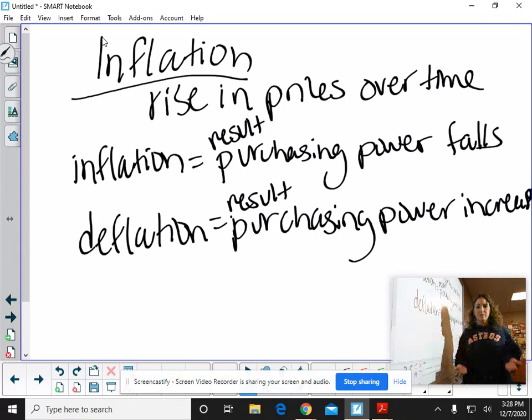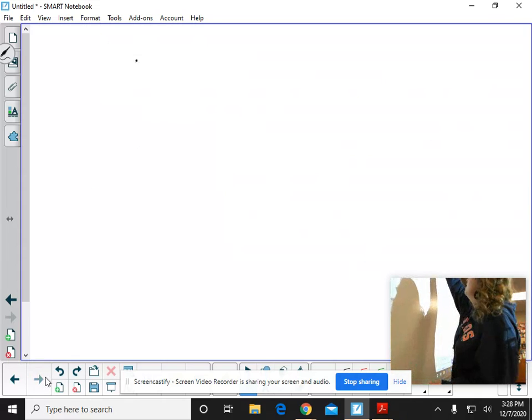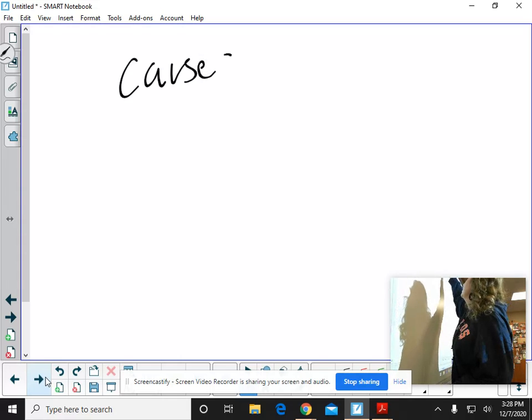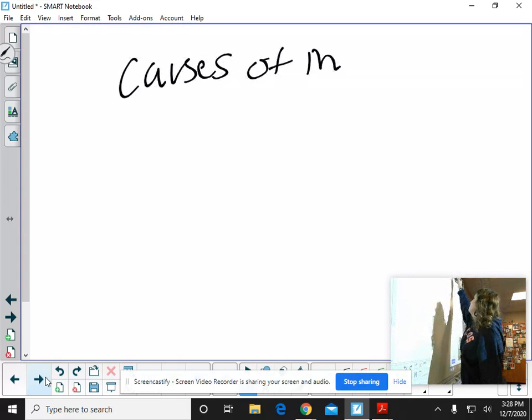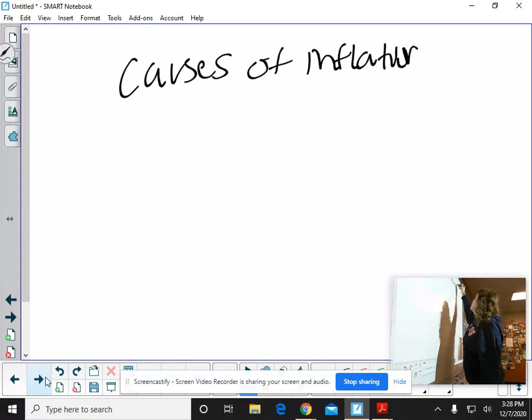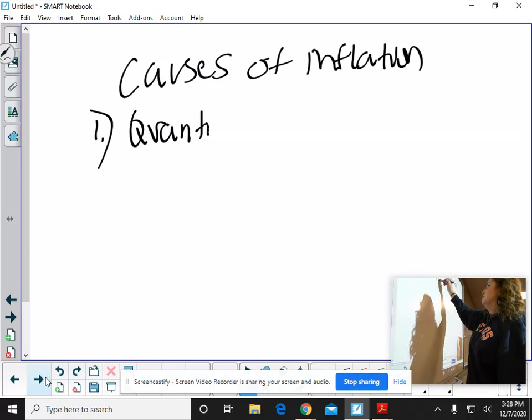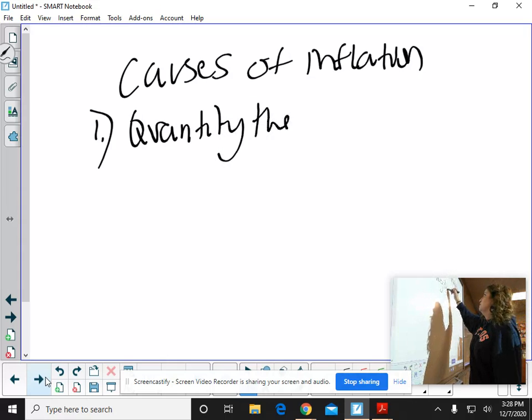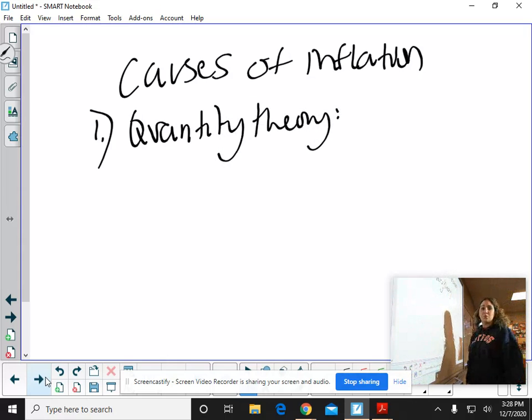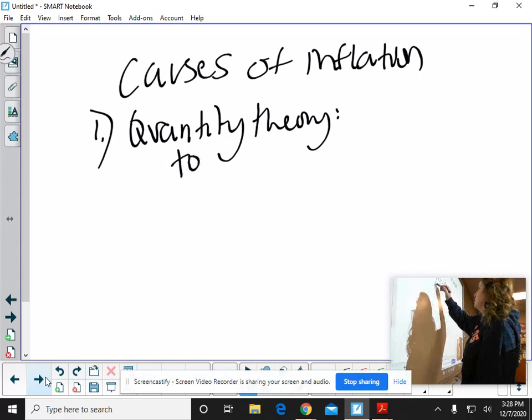Okay, so what are some of the causes of inflation? There's 3 big causes of inflation. The one that most people are most familiar with is the quantity theory. The quantity theory is just when there's too much money supplied available in the economy. There's just too much money in the economy. Maybe they print too much or they have too much of an easy monetary policy. There's just too much money in the economy.